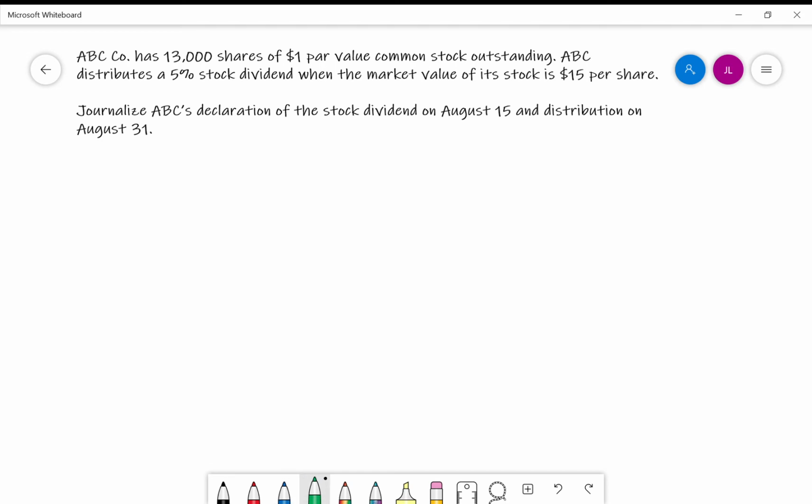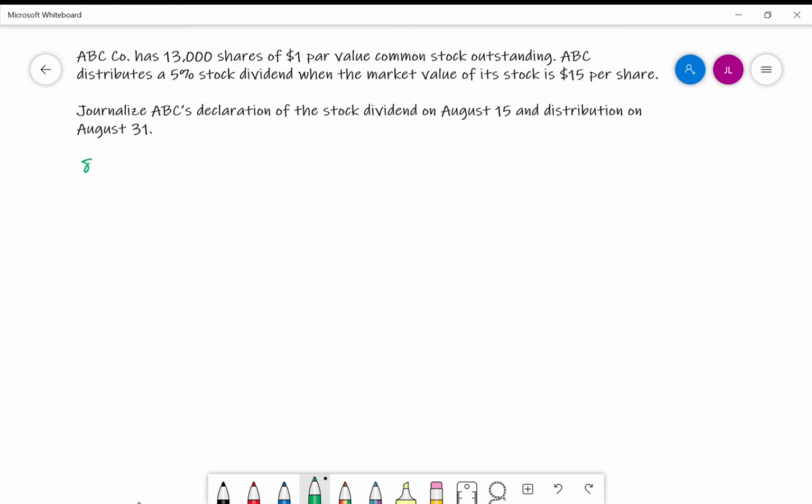Okay, looking at a small stock dividend here, and we have our old friend ABC Company again. They have 13,000 shares of $1 par value common stock outstanding. They distribute a 5% stock dividend when the market value of the stock is $15 per share. What we want to do is journalize the declaration of the stock dividend on August 15th and the distribution of this dividend on August 31st.